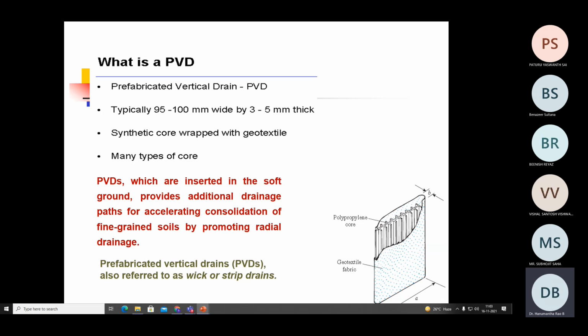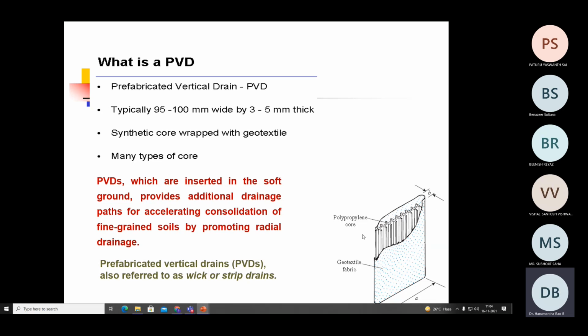So let me recall a few more fundamentals about the PVD technology. As I told, PVD designates the prefabricated vertical drain. So in short, it is called a PVD. This is a typical schematic of a PVD. If you look closely, this has basically two components. The inside is called a core, which is made of a polypropylene material, while the outside is wrapped up with some fabric called a geotextile.